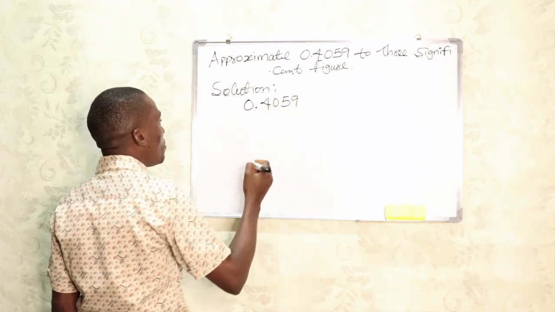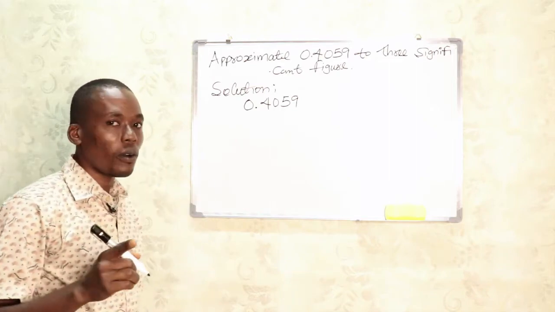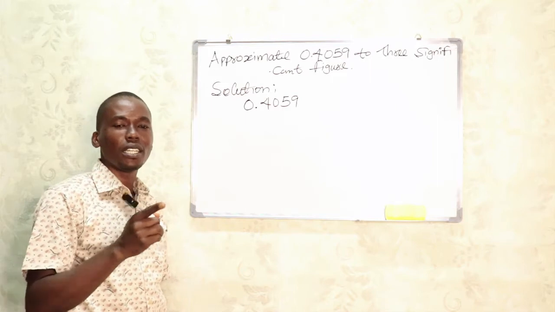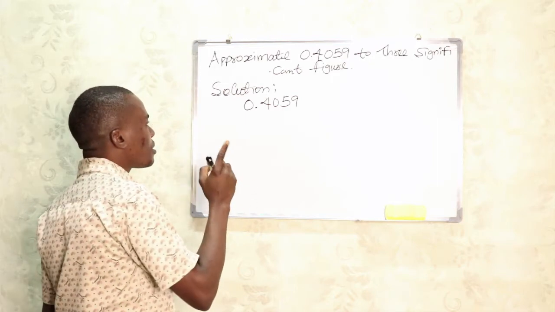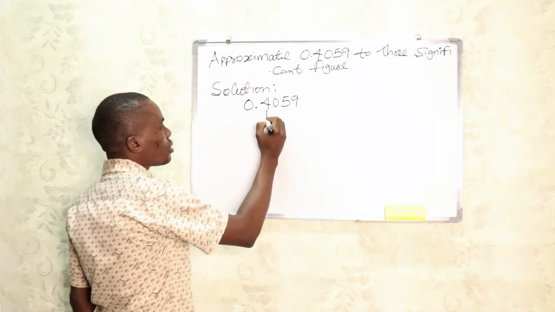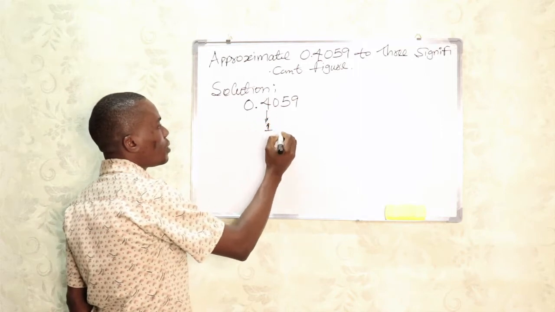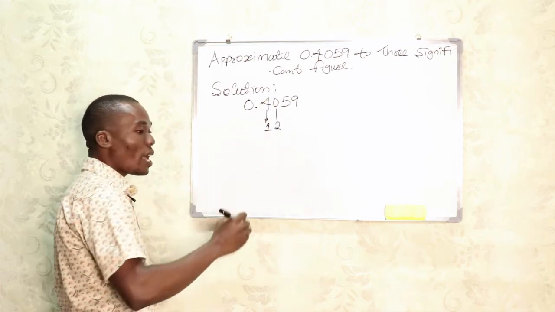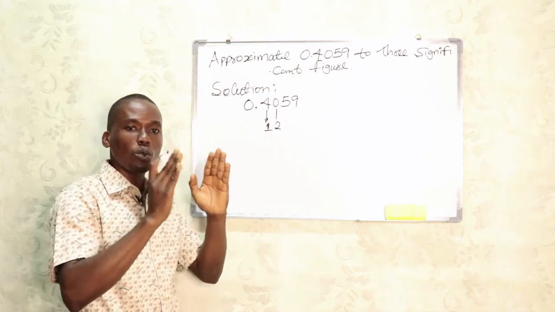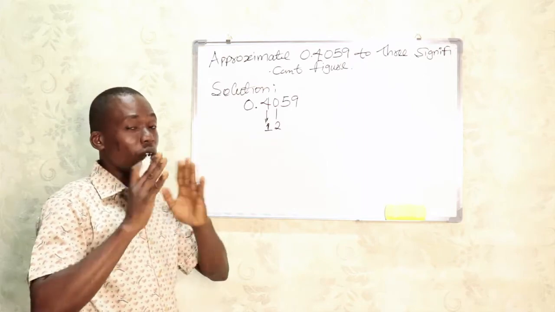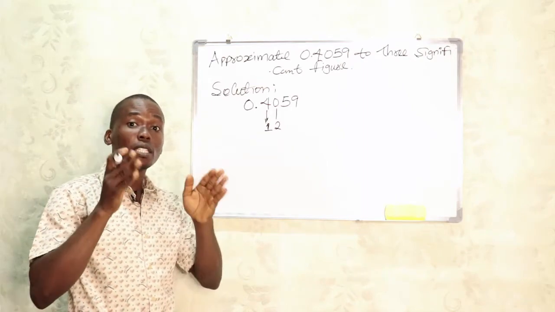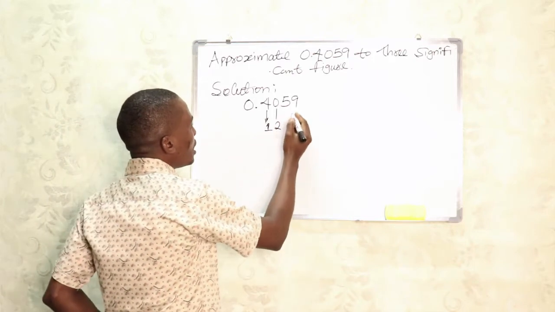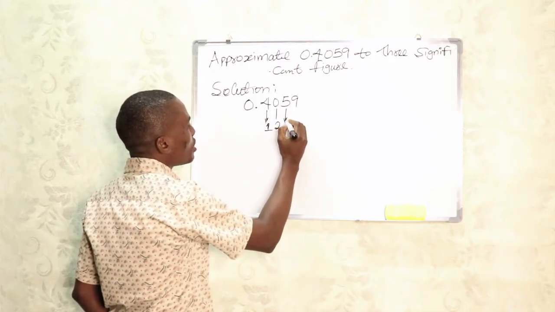That will give you 0.4059. And remember, I told you significant figure is the first non-zero figure or digit in any number you are given. Now the first non-zero digit is what? Is 4. Now the second number is 0. We are going to count this 0. Why? Because it is found in between two non-zero values. According to the rules of significant figure, it must be counted. Now that will give you the second significant figure, and this will give us the third significant figure.